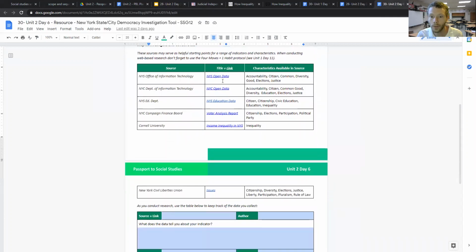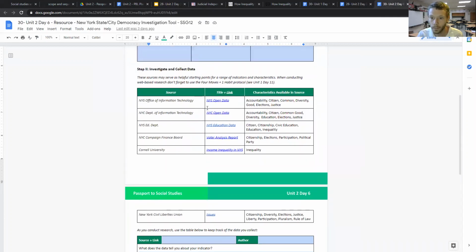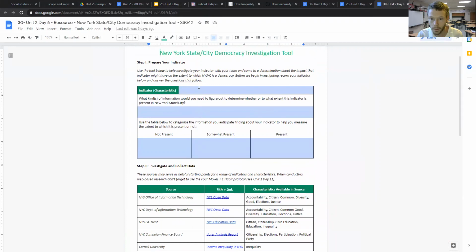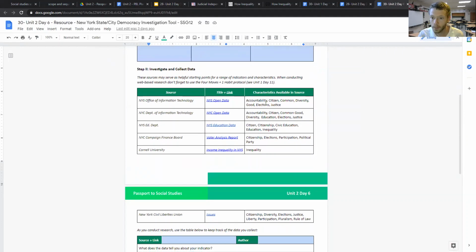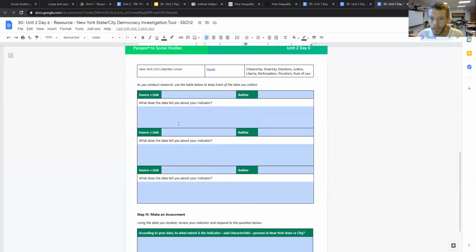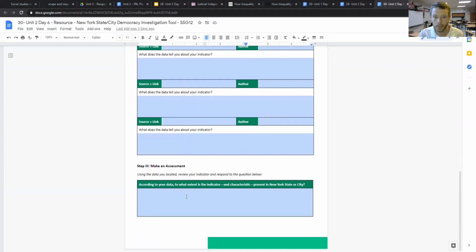So they can use the hyperlinks to identify various components, and based on the characteristic that students choose or a characteristic that you assign them, depending on your preference, the articles also include the various characteristics that are available in the source. So if a student's characteristic, for example, is elections, right? They could use the first 2 links to find information. And then they'll complete the table to keep track of the data that they collect. And then ultimately they'll make an assessment.